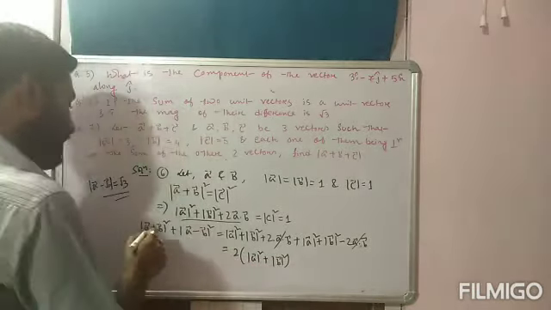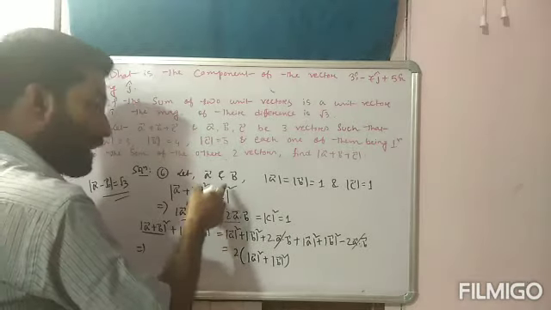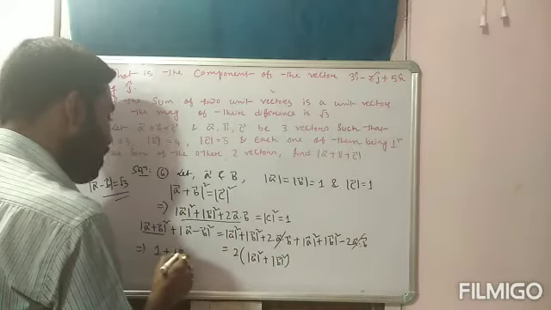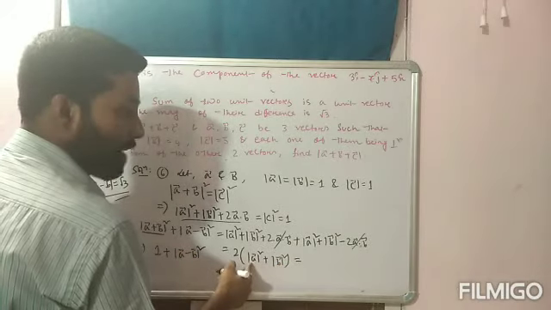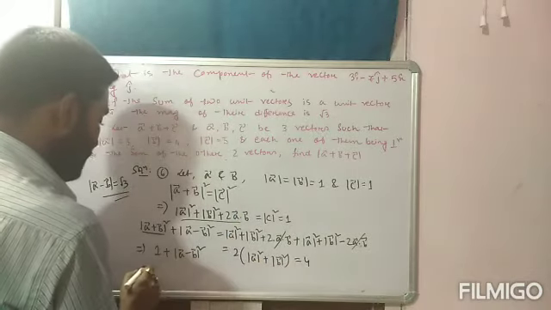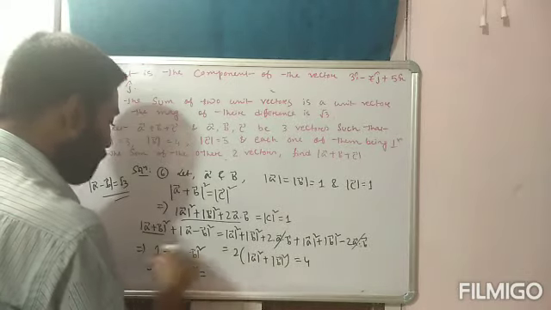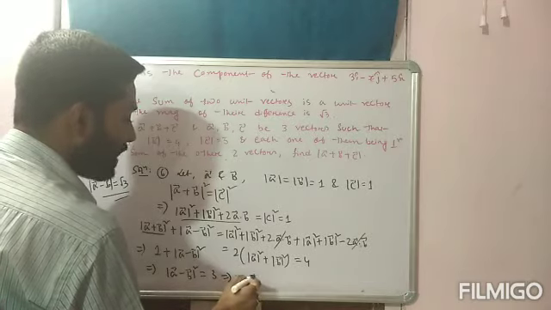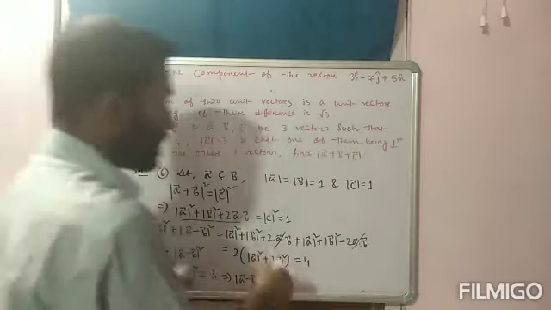What about the left hand side part? Mod of a plus b whole square. In its place we can write mod c square. And what is the value of mod c square? This is equal to 1. So 1 plus mod of a bar minus b bar whole square is equal to, what is the value of mod a square? Mod a square is 1, mod b square is 1, 1 plus 1 is 2, 2 times 2 is 4. So mod of a bar minus b bar whole square is equal to 4 minus 1, that is 3, which implies mod of a bar minus b bar is equal to root 3. So the magnitude of their difference is root 3.